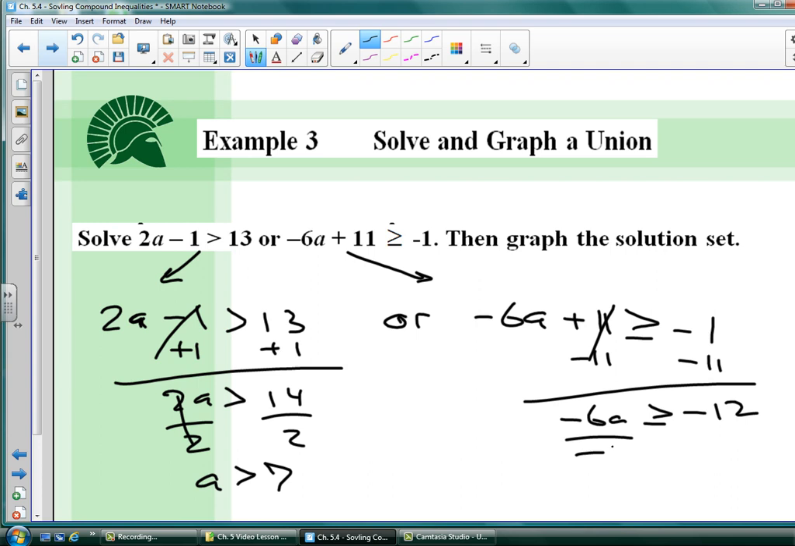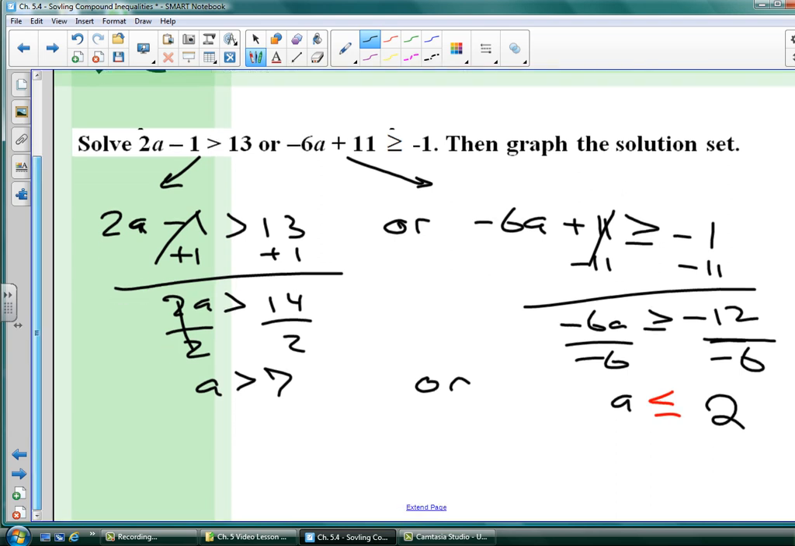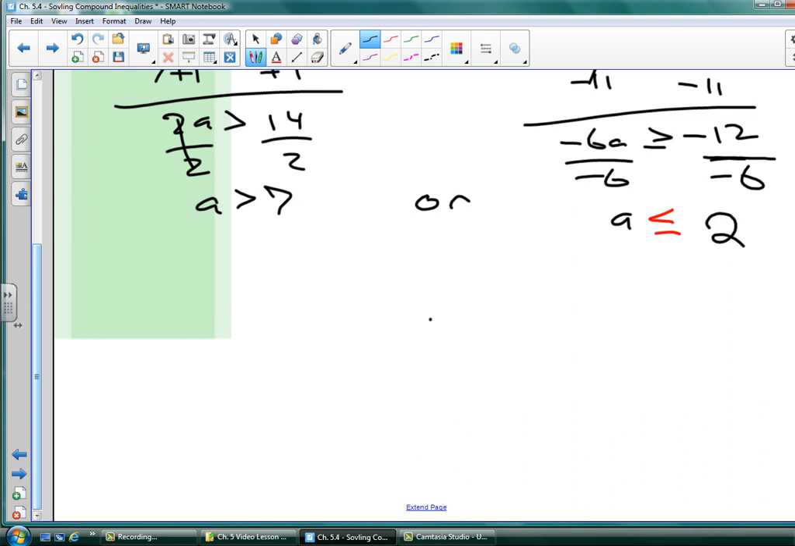Now I'm going to divide both sides by minus 6, and now I have to remember that when I divide by a negative, my inequality symbol is going to flip. So I end up with a is less than or equal to positive 2. Doesn't matter if the number that we end up with is positive. The fact that we were dividing by a negative caused us to flip our inequality symbol. So now this is an or statement. So we can do it one of two ways. We can either graph it first, or we can write our set builder notation. So I'm going to write the set builder notation because I think I have it figured out.